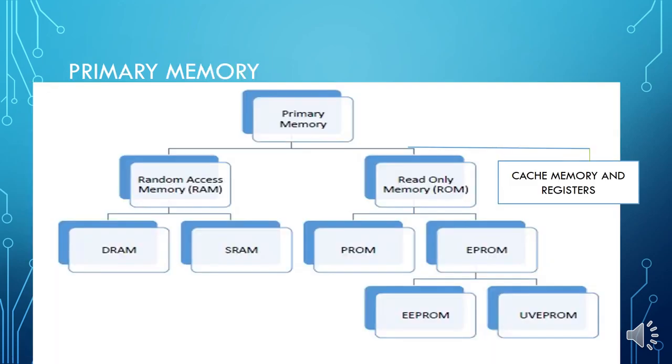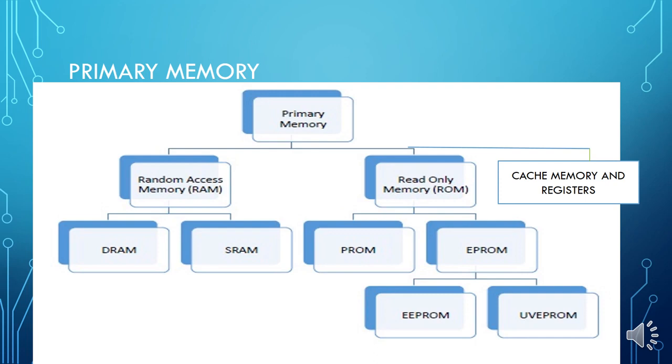In this figure you can see primary memory is divided into these many parts. First is RAM, that is random access memory, then read-only memory, and further cache memory and registers. Further, RAM is classified into DRAM and SRAM, and ROM is further classified into PROM and EPROM, and EPROM is further classified into EEPROM and UVEPROM.